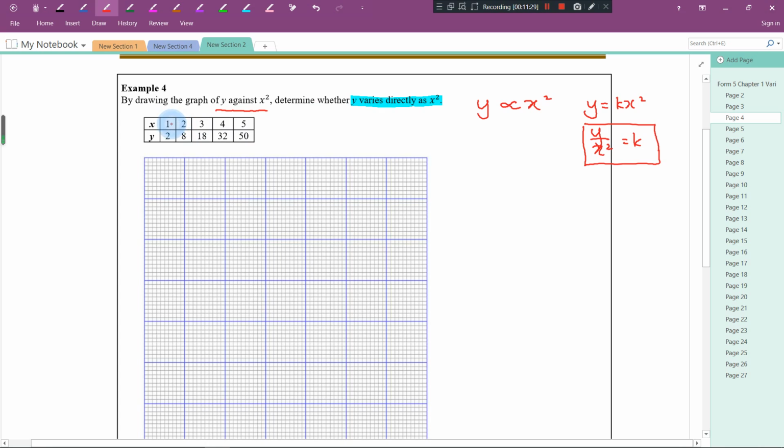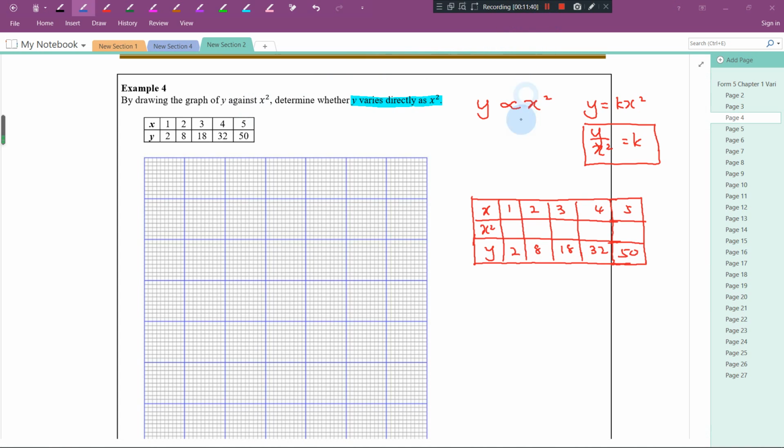So I have an x here. How do I get the value of x squared? It's very easy actually. You just square all these values, then you will get x squared. If I want to get the value of x squared, I just take 1 squared, you get 1, 2 squared is 4, 3 squared is 9, 4 squared is 16, 5 squared is 25.